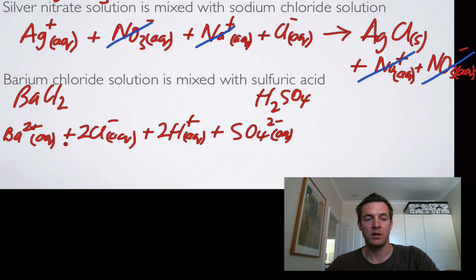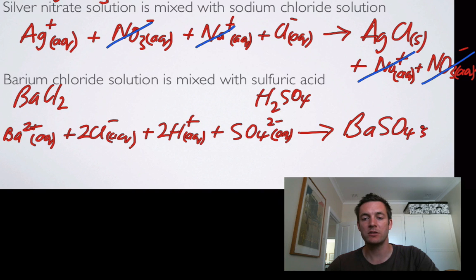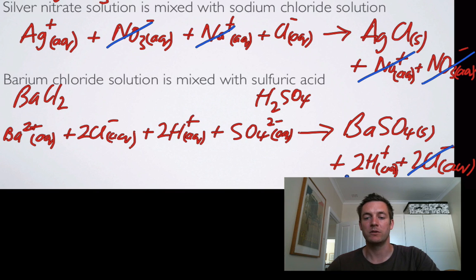What else could we have? Well, we could have BaSO4. If we look up sulfates on our data sheet, we'll see that they're mainly soluble, but barium sulfate is a notable exception. So that's going to form a solid, okay? And we're left with the ions that didn't react, 2H+ 2Cl-, okay? So again, I might have just written the equation ignoring those altogether, but if I wanted to include them as my thinking process, I can just cross them out afterwards.